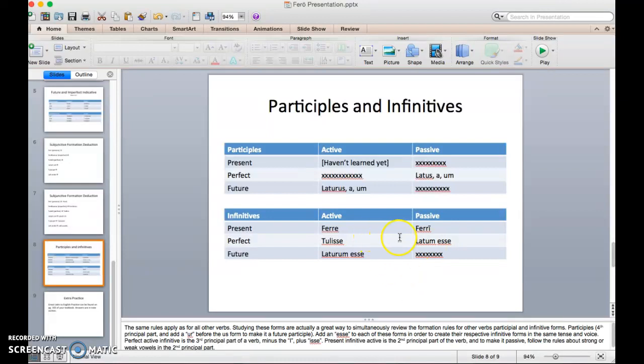One thing that is interesting here is the present passive infinitive. You notice ferre becomes ferri. We get that I, we stick it on. And that actually is a little bit weird, I will admit. So you want to keep an eye on that. Passive to be borne, ferri. All right, awesome.